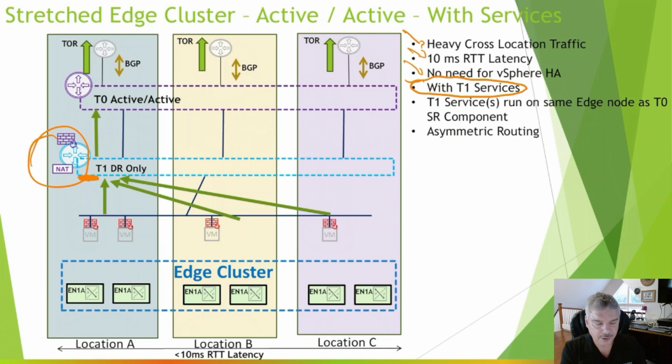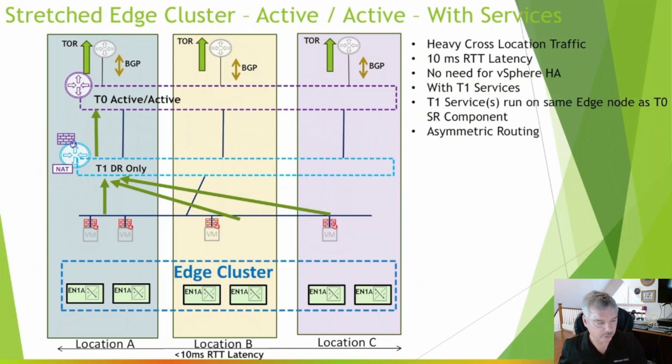And then it says tier 1 services run on the same edge node as our tier 0 services. So as soon as we put a service on our tier 1, it now needs that SR component. Where's the SR component run? It runs on an edge. Hey, just by chance, if that edge is the same edge that your tier 0 is using for routing, great. And that's what this picture is showing.